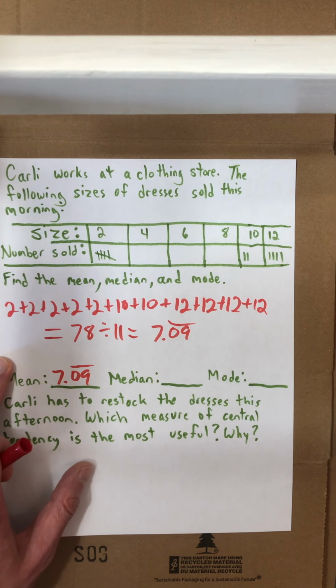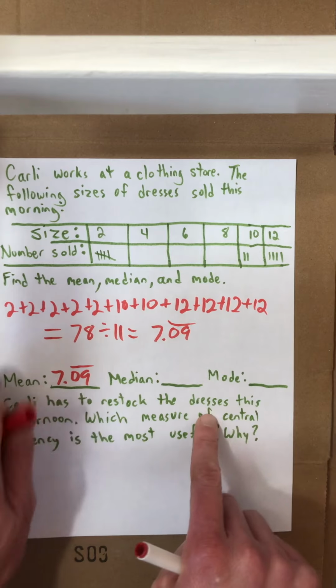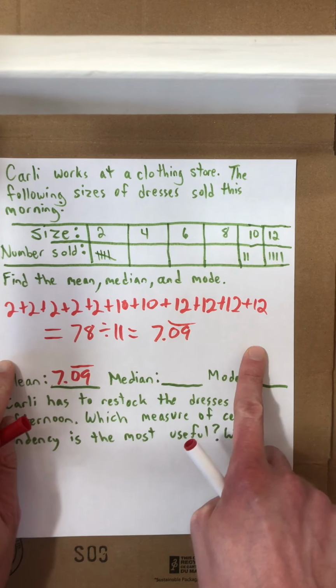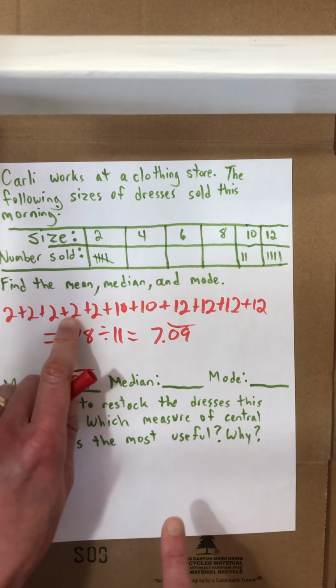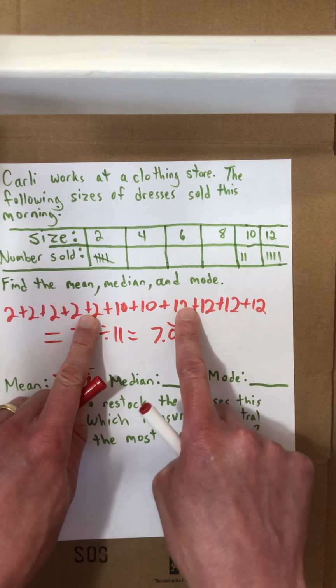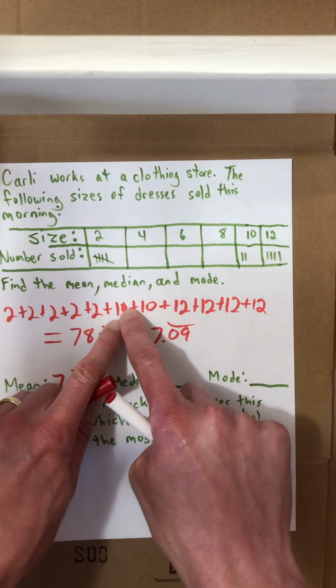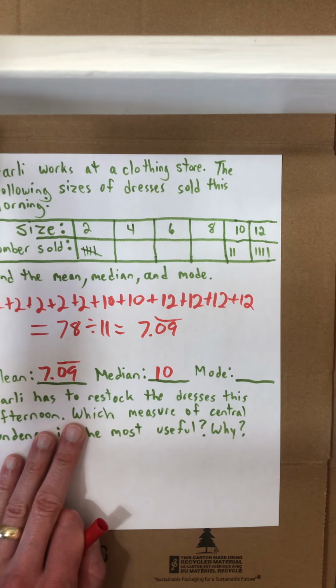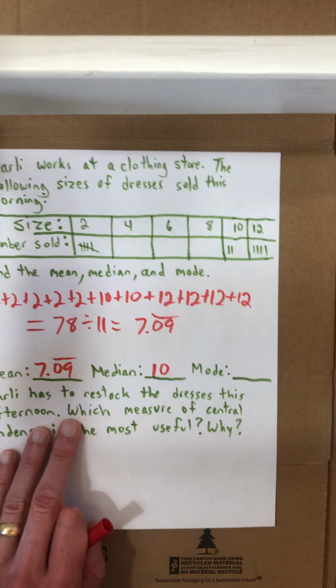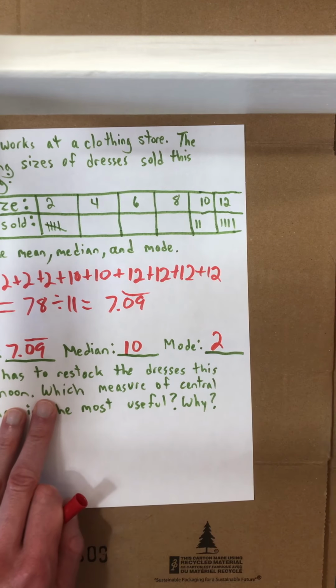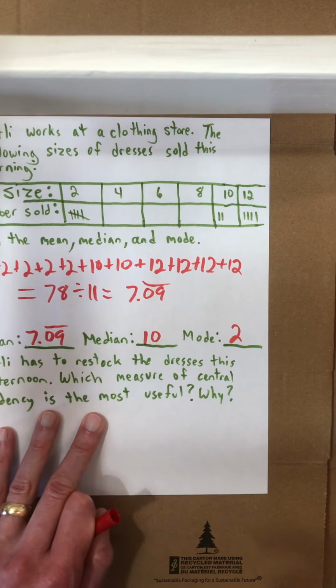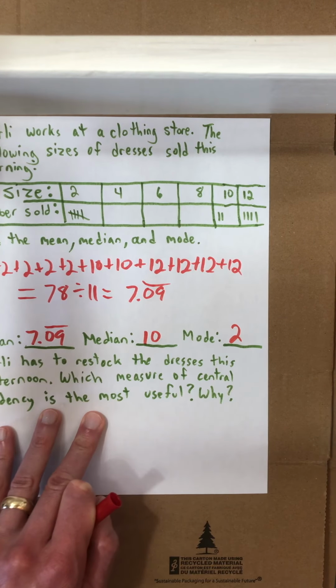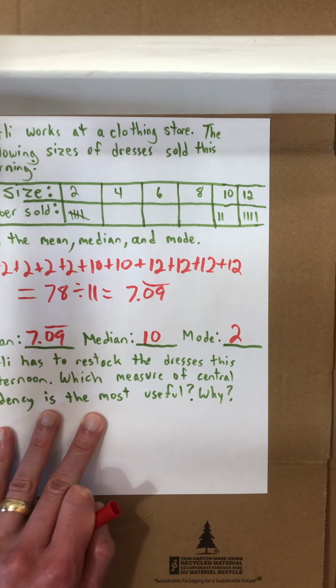The median, for that one, we'll have to find out which one's in the middle. So if I put them all into order here, I've got 1, 2, 3, 4, 5 2s, 1, 2, 3, 4 12s, 5 with number 10. 10 is the median dress size in this case. And then mode is the most common one. So the mode would be 2. So the mean average dress size that they're selling is 7.09 repeating, the median dress size is 10, and the mode dress size is 2.